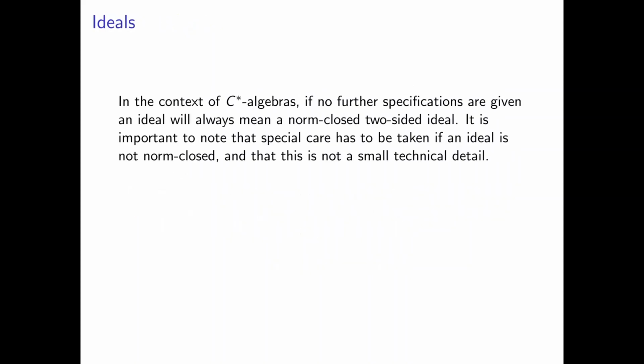And we begin by talking about ideals. So in the context of C-star algebras, if we say nothing else, then we tend to mean norm-closed and two-sided ideals. So if I don't want that, then I have to say it explicitly. And it's important to note that if we didn't have this norm-closedness of the ideals, then we couldn't really do a lot of what we are going to do in this lecture at all.